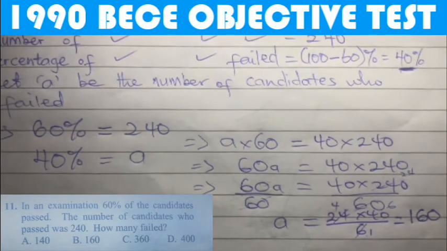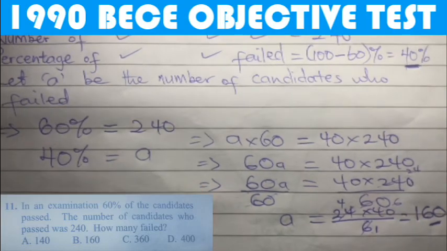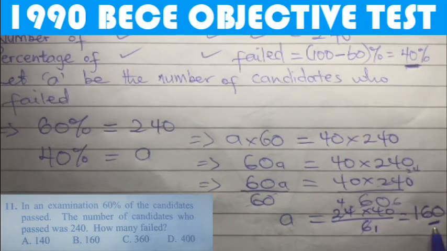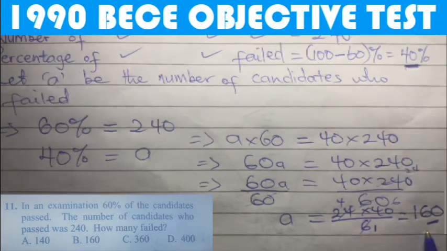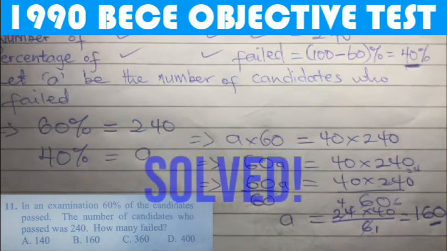So that's what we have from here. All right. 6 divides itself a single time, divides 24 four times. So 4 multiplies 40, you have 160. 160 over 1 is the same as 160. So the number of candidates who failed will be 160. That's what we have over here. So question 11 is also solved.